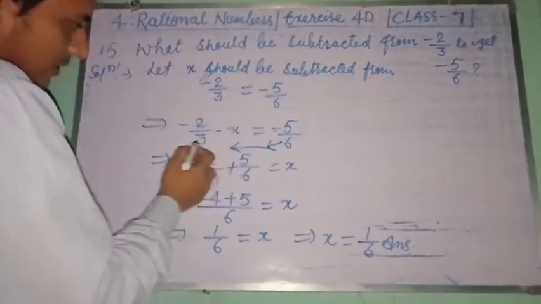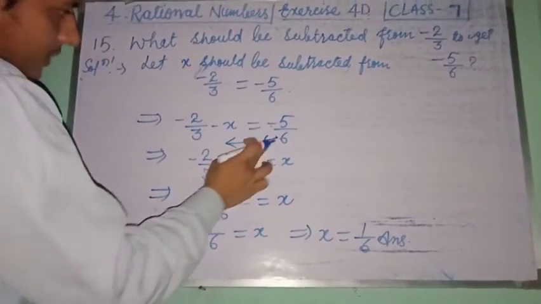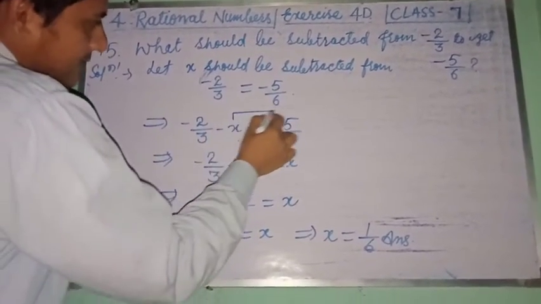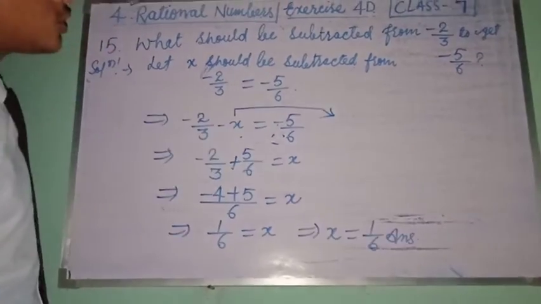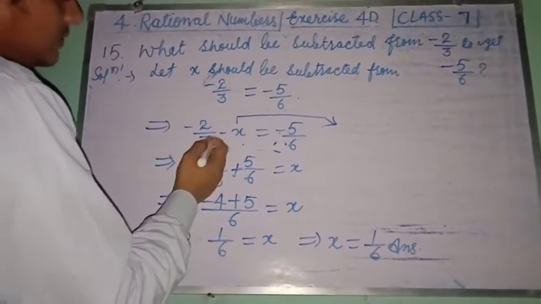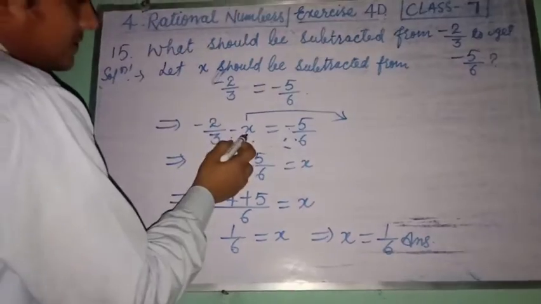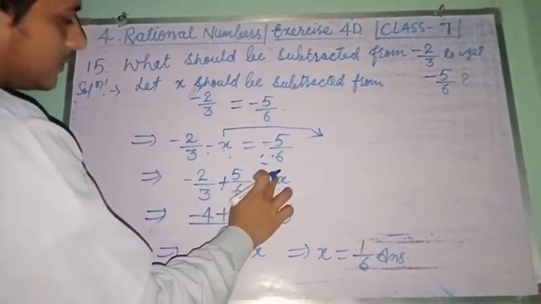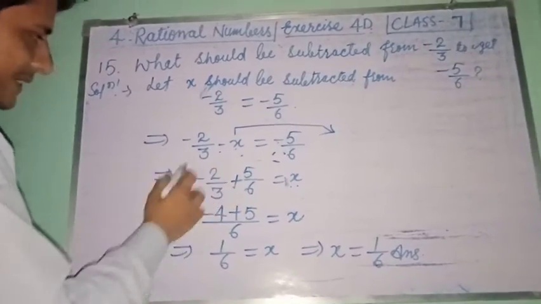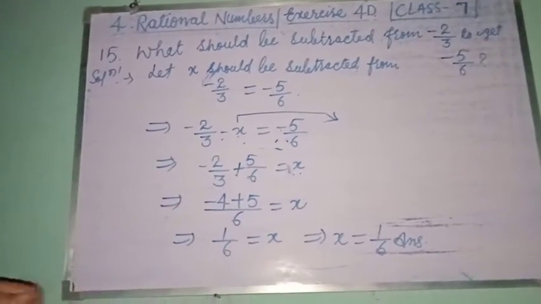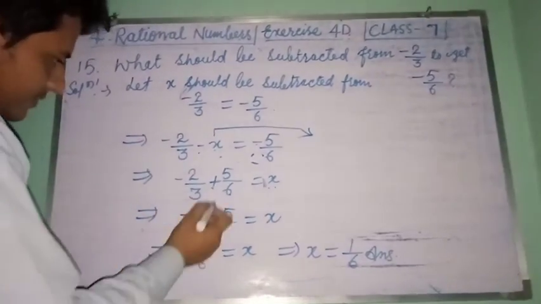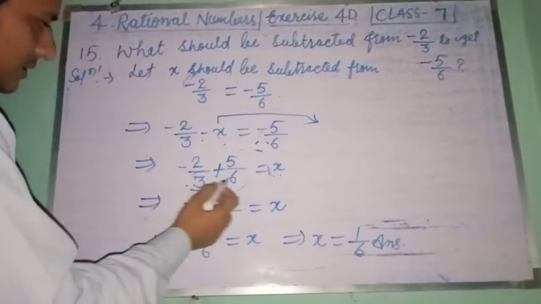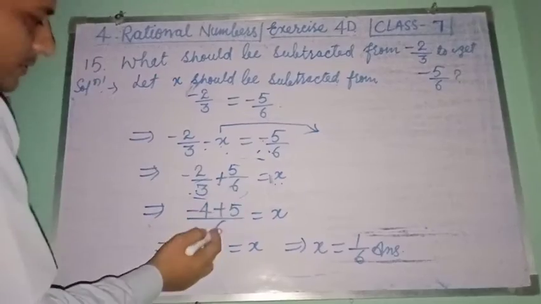Here the minus will become positive. This becomes 5 by 6, and this minus x goes to the right hand side with the opposite sign. Here is the minus x, then here it is plus x. The plus sign is hidden. Now this is once again the same situation. That means we have to take the LCM of denominators 3 and 6. LCM of 3, 6 becomes 6.